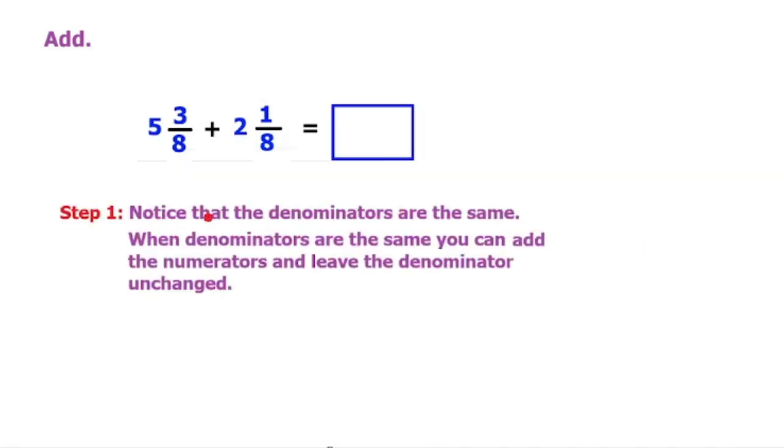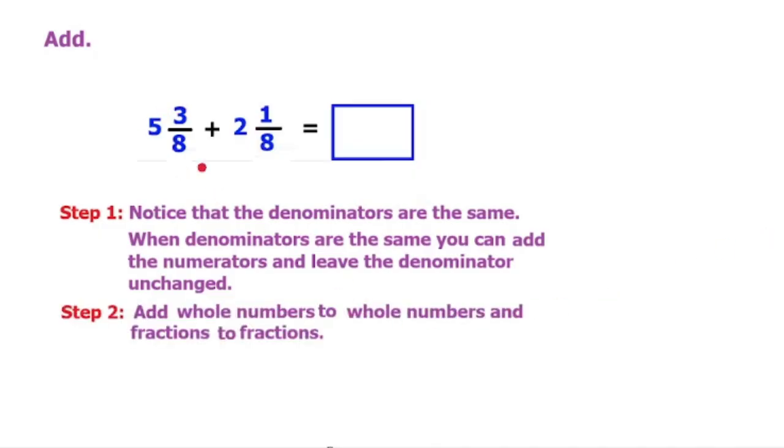notice that the denominators are the same. That's very important. So when the denominators are the same, you can add the numerators and leave the denominators unchanged. Okay, so we've done other ones like this before, and if you need to look at those, you'll find the links in the description below. So all you do is you add these and you keep the denominator the same.